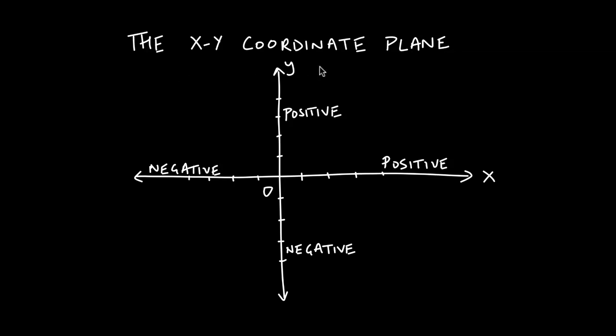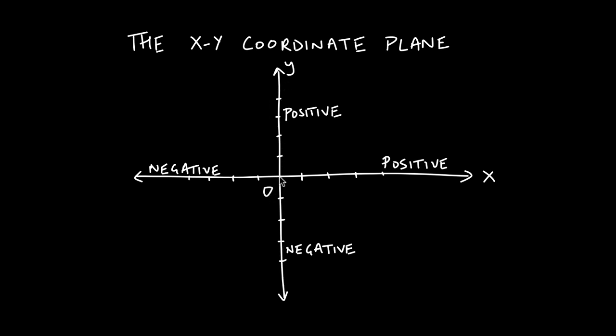This is the XY coordinate plane. Sometimes it's called the XY plane, sometimes it's called R2. More often than not, we're just going to call it the XY coordinate plane. So a couple of features: the horizontal line that everything starts from is called the x-axis. So the horizontal axis is always the x-axis. The vertical axis, where we start counting, is known as the y-axis.